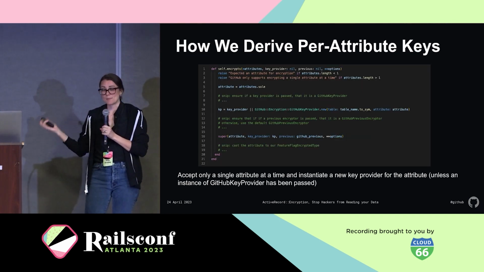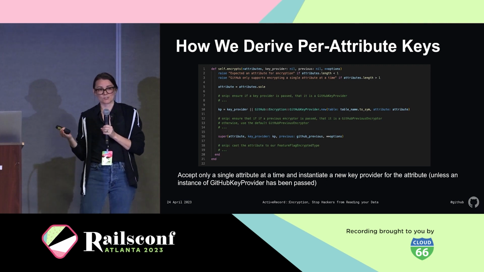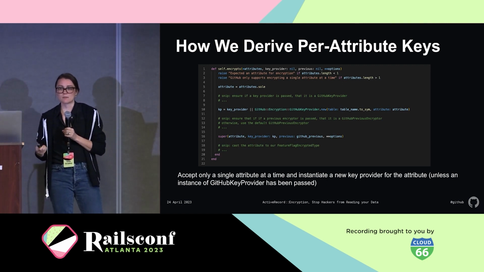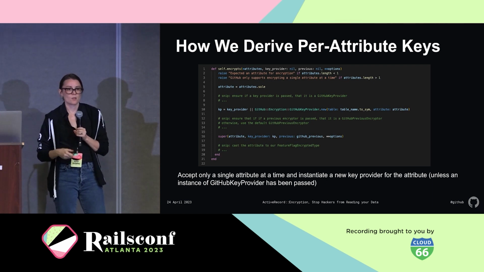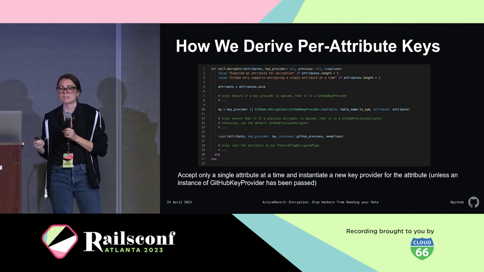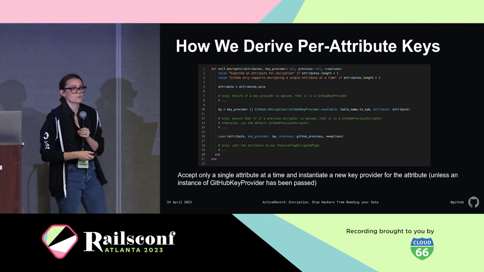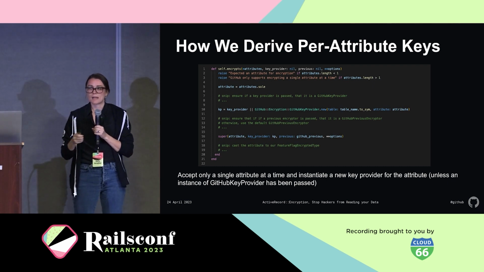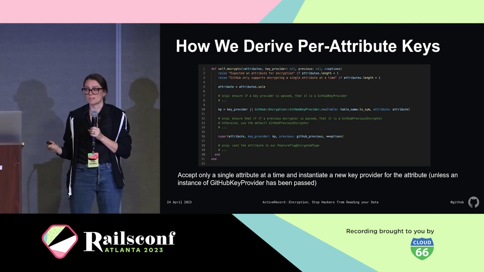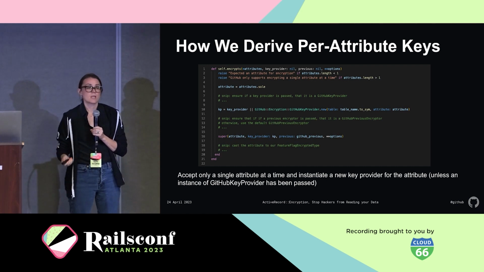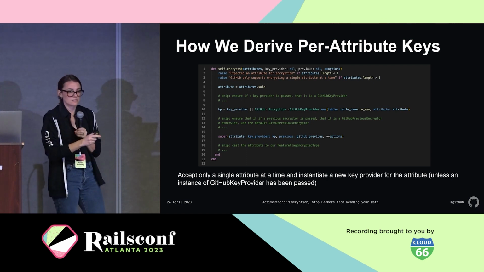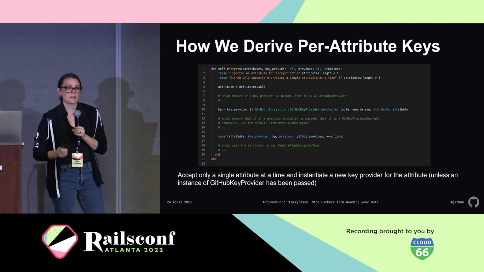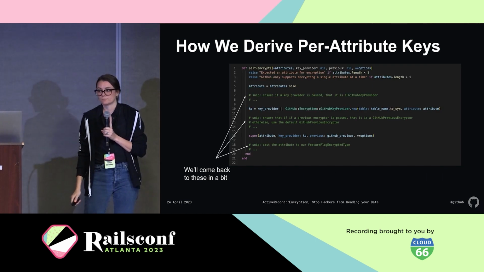So we mentioned at the beginning we're product security engineers, right? As a product security team, one of our top priorities is making it difficult to make the insecure choice. We want making the secure choice to be the easiest decision you never have to make. So how do we reduce that risk in this pattern? By allowing only a single attribute to be encrypted per call to encrypts method, instantiating a new key provider for each column, unless of course a GitHub key provider is passed, and that's used for our upgrade pattern.